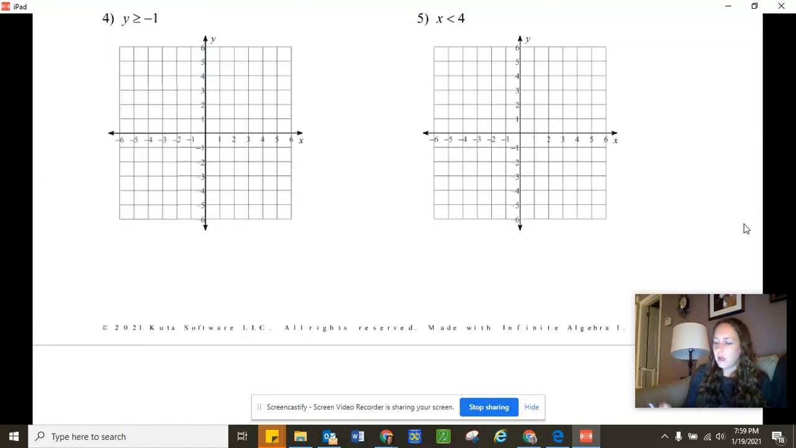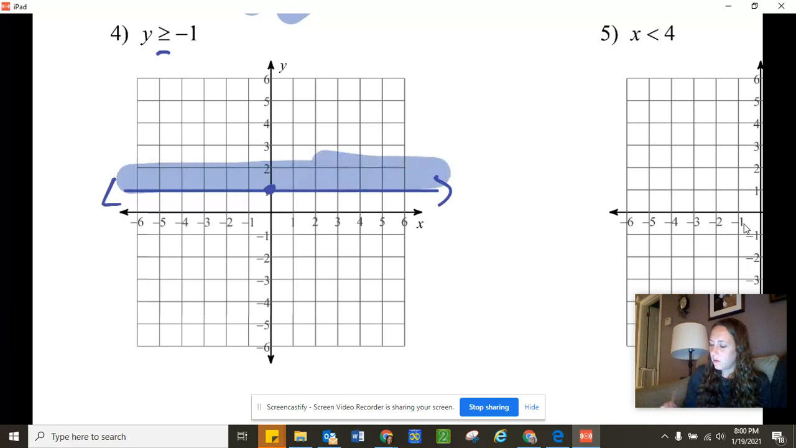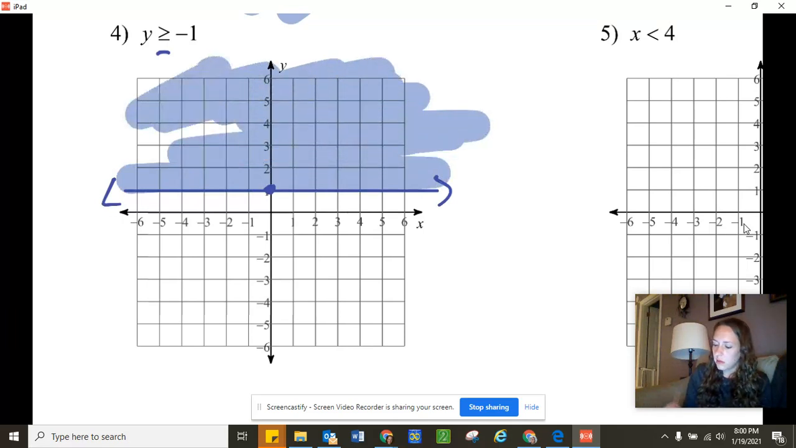So last thing, I did just want to remind you guys about when it's just y and just x. If you have y and a number, you go where that number is on the y-axis, and you're just going to go straight across. It's a solid line because it's got the line under it, and it's greater than, so that means I'm going to shade above. All of those points make it so that y would be greater than or equal to negative 1.